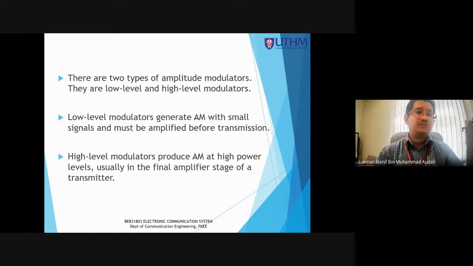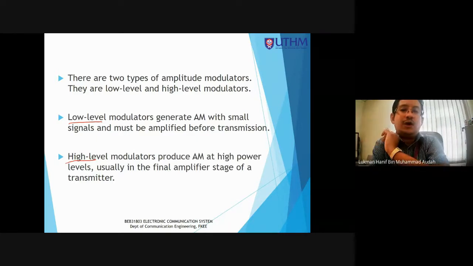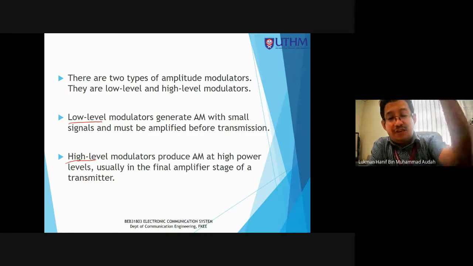Okay, so there are two types of modulator. Ada dua jenis modulator untuk double sideband full carrier. Yang pertama adalah low level modulators, yang kedua adalah high level modulators. Okay, so low level modulator merujuk kepada modulator yang menghasilkan output dengan power yang rendah. So low level ini merujuk kepada power pada output. Maknanya power output itu kecil. So power output yang dihasilkan itu agak kecil dan kita memerlukan beberapa proses amplification before we can transmit.